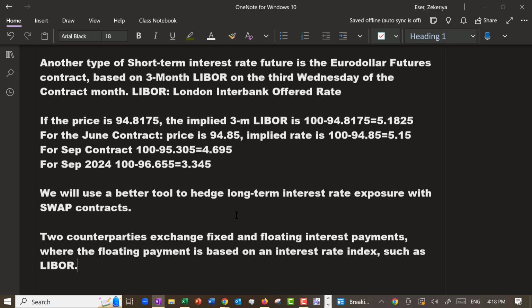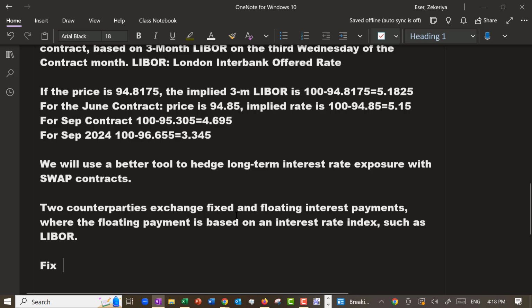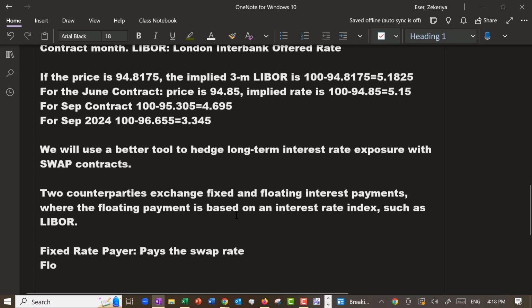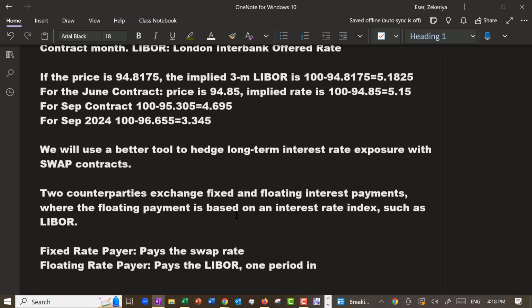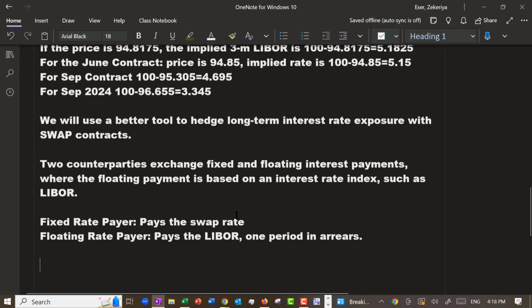You're going to have a fixed rate payer, who pays the swap rate, and a floating rate payer, who pays the LIBOR one period in arrears. I'll just set this up and I'll send you guys home. The actual calculation, or setting up the spreadsheet, takes some time. Once we do it, it's no big deal.